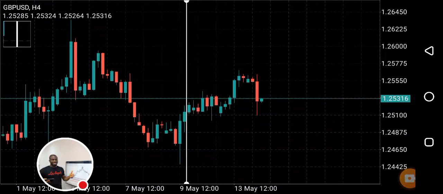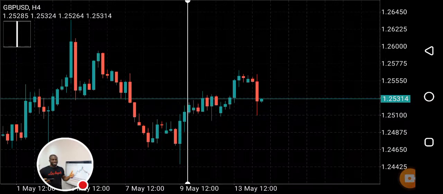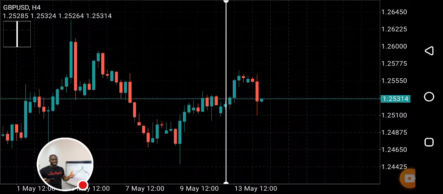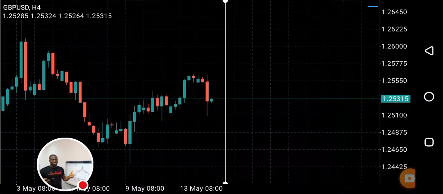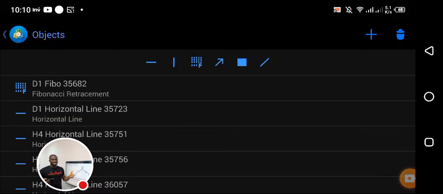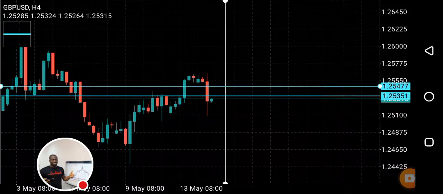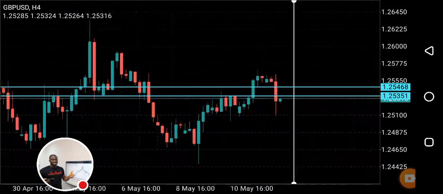There is no fair value gap here on 4 hour. But on 1 hour, if we go down to 1 hour, I believe there's a fair value gap. At this point, you see what we had here. This candle broke out. I think we had a fair value gap here. A fair value gap was created at this point, and that gap has been filled.